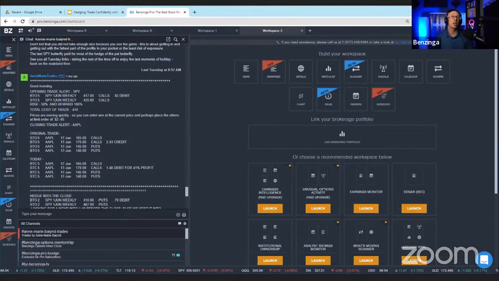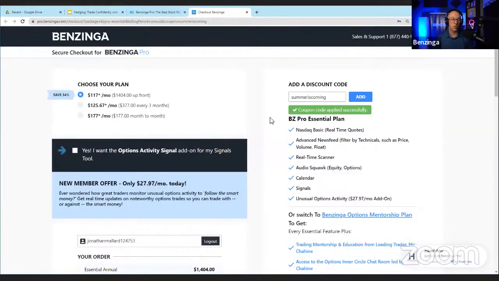I do want to show really quick. Let's see here if this works. I'm clicking on the checkout page. I'm dragging this down here. So you guys should be able to see the checkout page now. This is what it'll look like when you click on that link that I posted earlier.